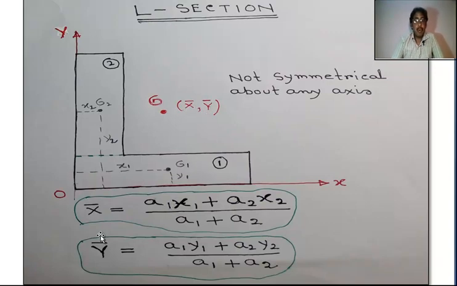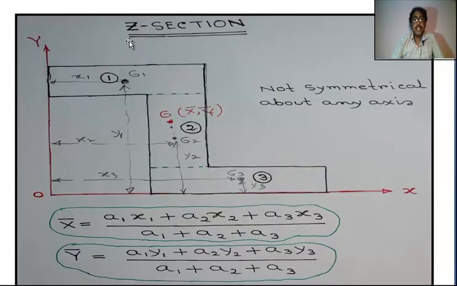This is x bar, y bar. Here formula is x bar equal to A1 x1 plus A2 x2 by A1 plus A2. Y bar equal to A1 y1 plus A2 y2 by A1 plus A2. It is clear?